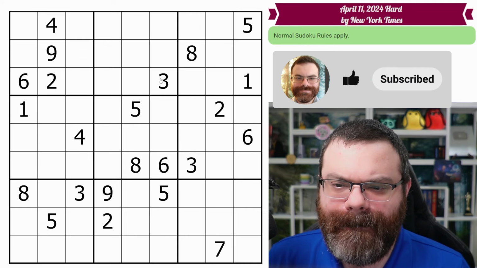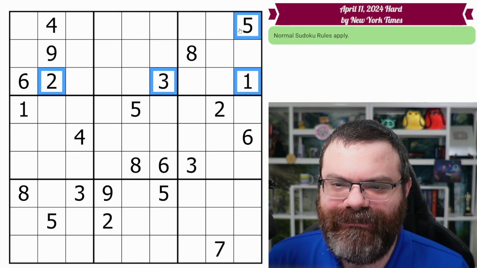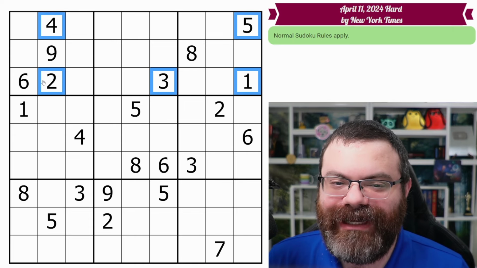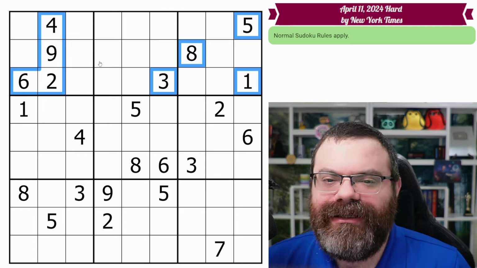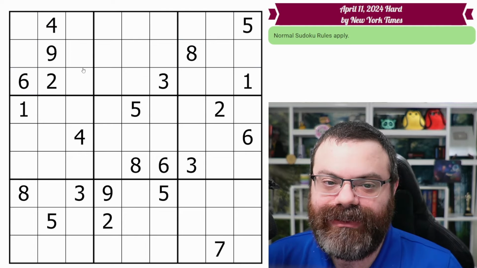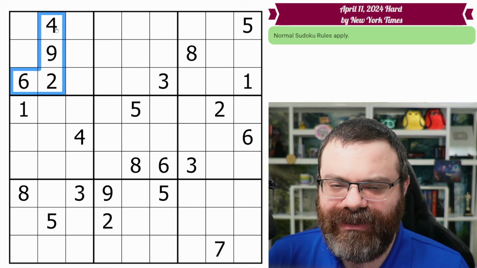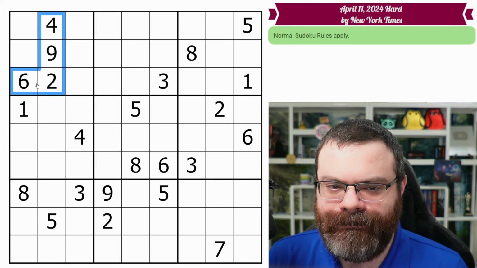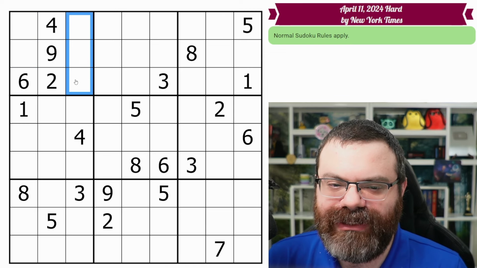Alright, so there's no repeats up here. We've got 1, 2, 3, 4, 5, 6, 8, 9, but no repeated digits. So for this horizontal scan, the only thing we're going to be looking for is crossings and geometry. First thing I want to look at is these 4 digits here. So we've got 2, 4, 6, 9. None of them are in this column.